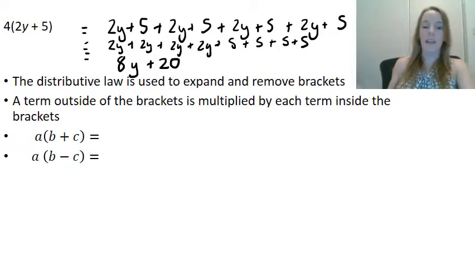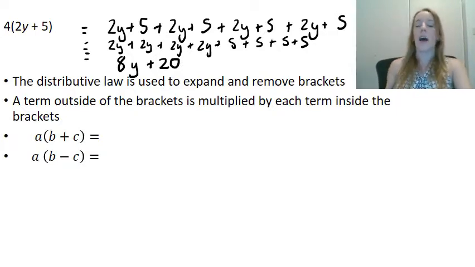So that's how we could do it. We could write it all out and then collect all our like terms to simplify that to 8y plus 20. But there's actually a quicker and easier way, thank goodness, because that would take us a long time. And I'm going to show you that now.